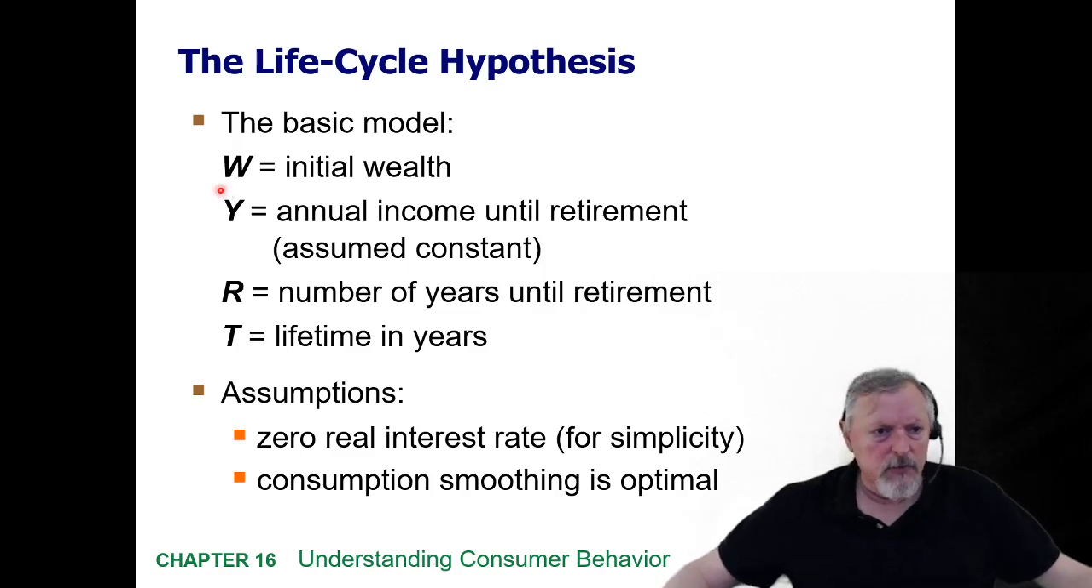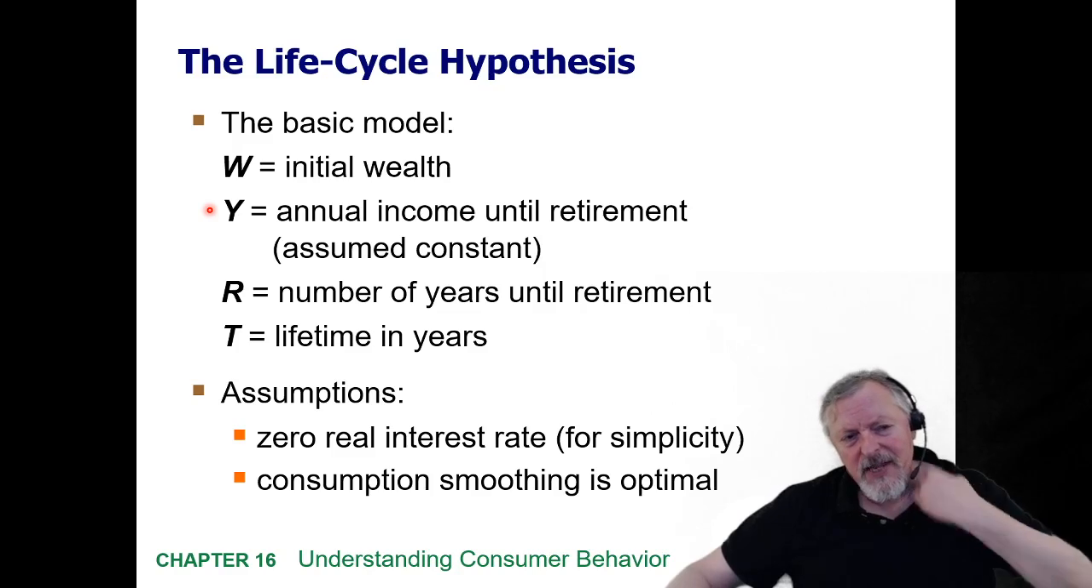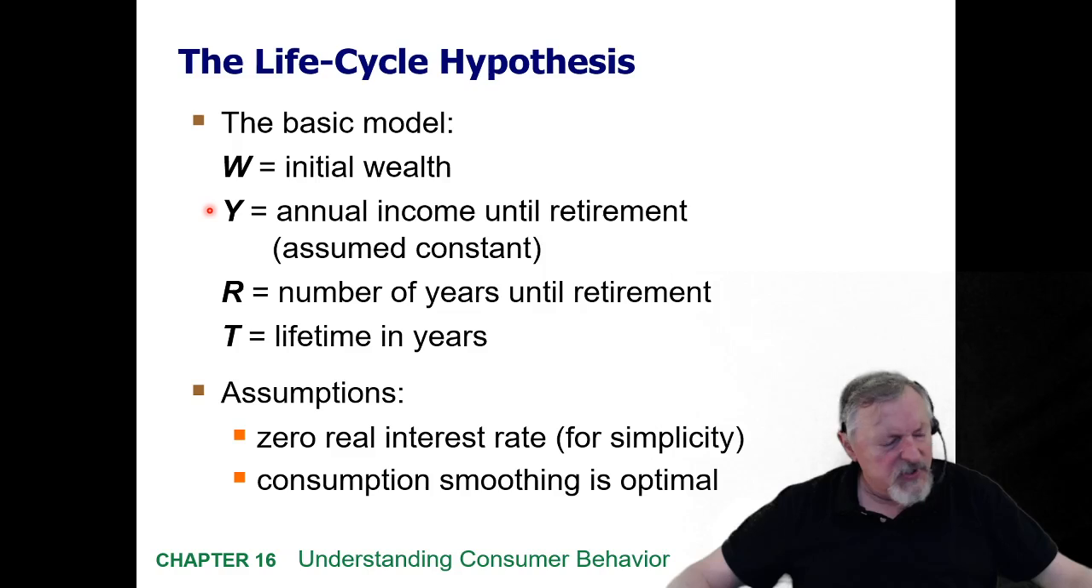This model includes W, which is initial wealth. This could be zero, it could be receiving a gift at birth, an inheritance. Y, annual income, every year of the person's life until the person retires. This assumes you work from birth until you retire. It's just a simplification. It also assumes that your income is the same every year that you work. Just easy simplifying assumptions. R, the number of years you have ahead of you working until you reach retirement age. And T is the total number of years you'll live.